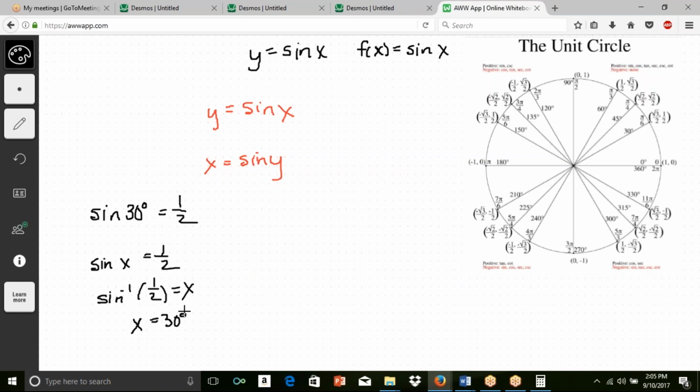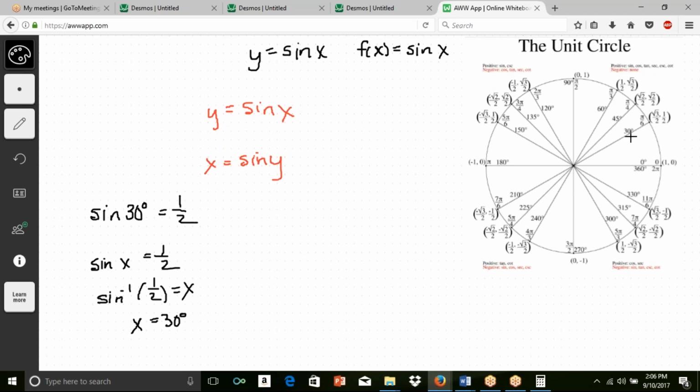Now, when we know what the values are going around the unit circle, a lot of times we don't need to use the arcsine. But if we don't have a special angle, going around 30, 60, 90, 120, 135, 150, 180, 210, 225, 240, 270, 300, 315, 330, and then 360, if I don't have that kind of angle, I would have to use the calculator to find out.